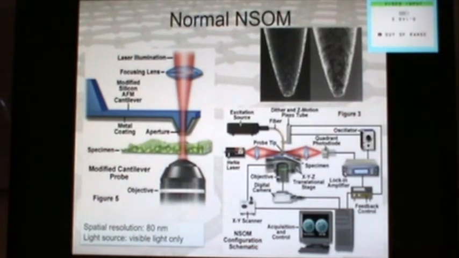So this is traditional SNOM. There are two types of SNOM. One is the tip with a hole there, and another one is a tapered fiber. Basically, the resolution of this SNOM is determined by the size of this hole or the span of the tapered fiber. So the best resolution is about 80 nanometers, and this kind of SNOM mainly works in the visible light range.